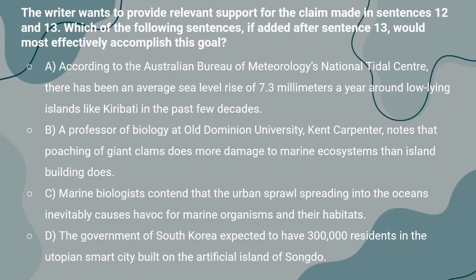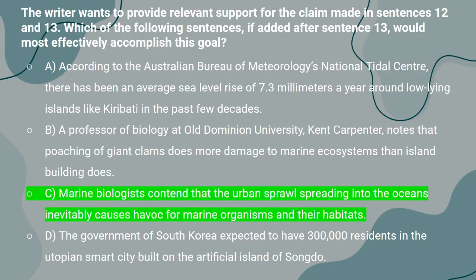A is not a terrible answer, but again, it says most effectively. C is a lot more effective because it's saying marine biologists contend that the urban sprawl spreading into oceans inevitably causes havoc for marine organisms and their habitats. That's a lot better of an answer, so the answer is going to be C.